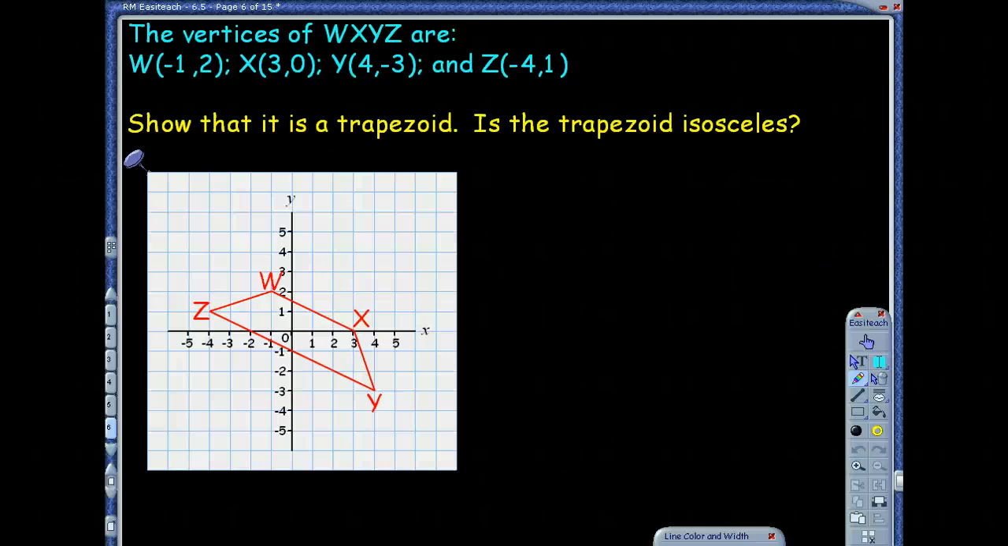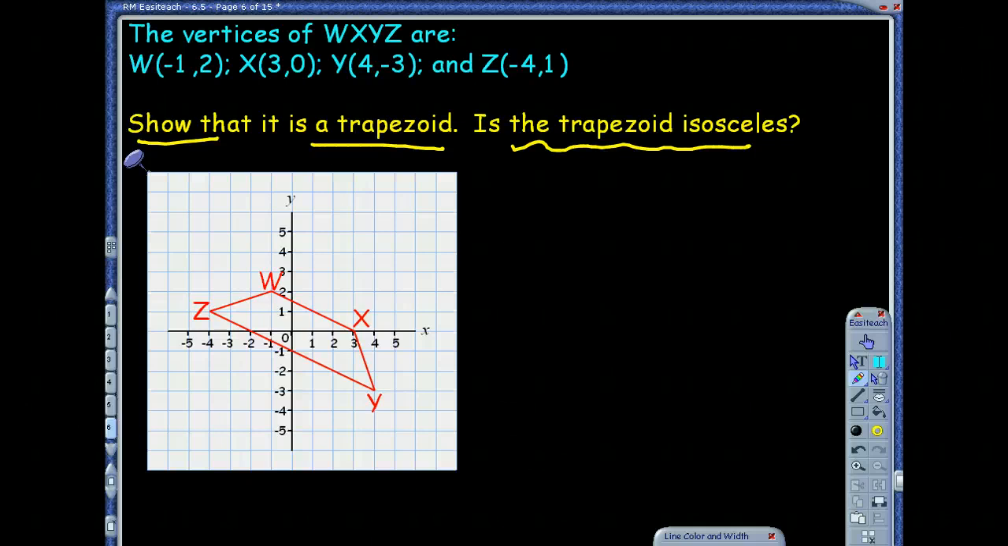We've got a coordinate plane. And it says that we have the vertices W, X, Y, Z, and I've given you those points. We're supposed to show that it is a trapezoid. And the question then says, is it isosceles? So does that mean I could just graph it like I have here and just say I've shown it? It's a trapezoid? No.